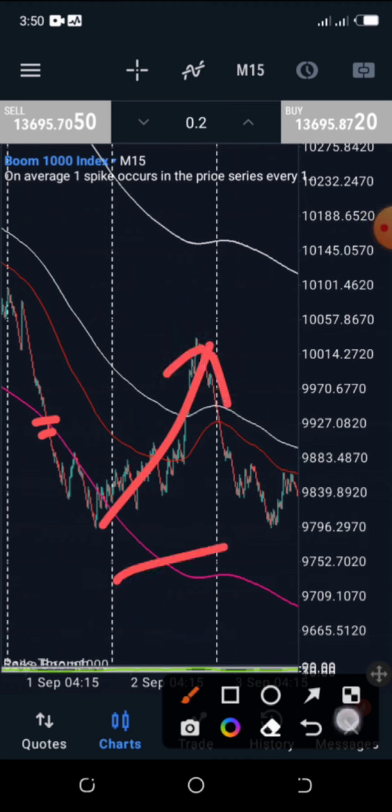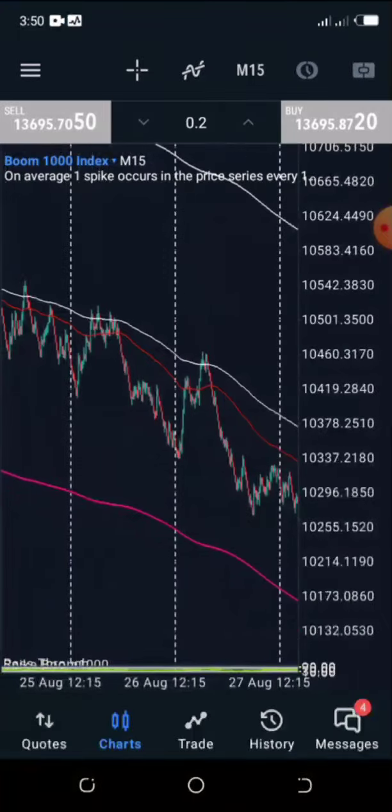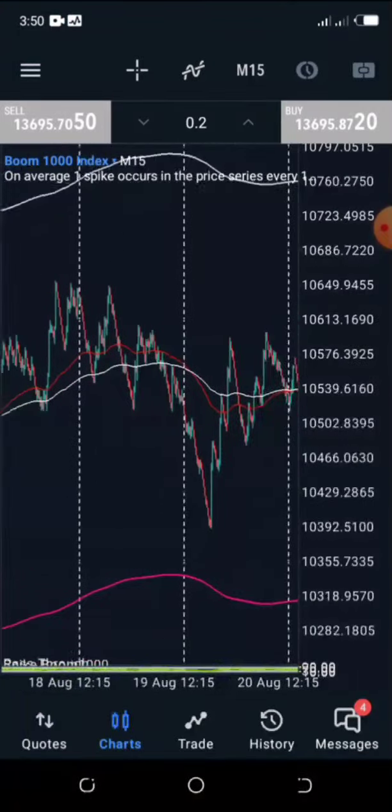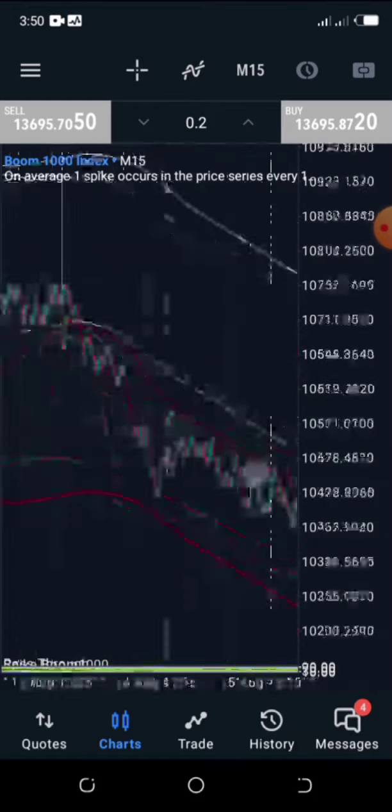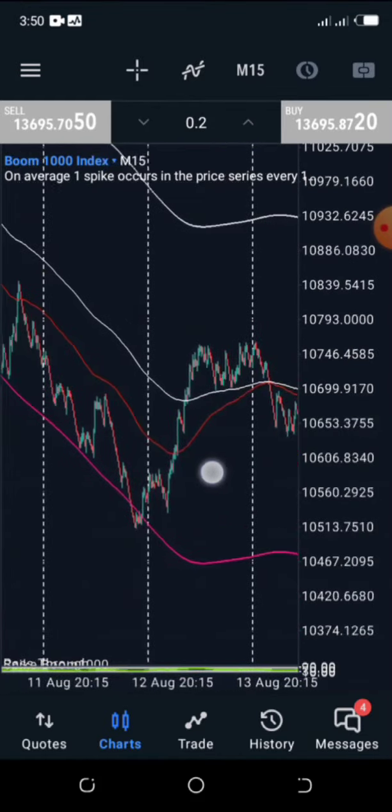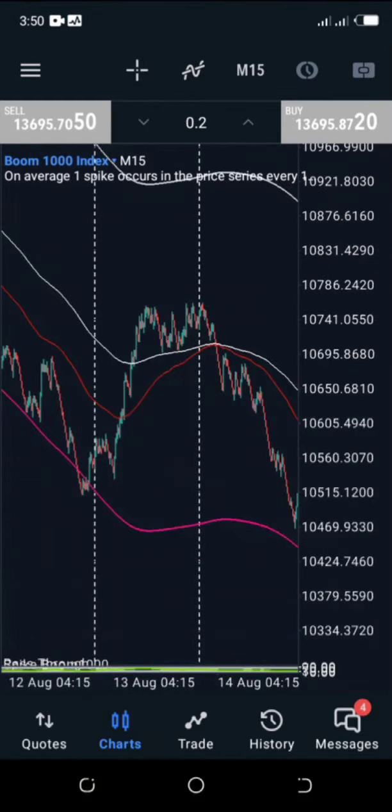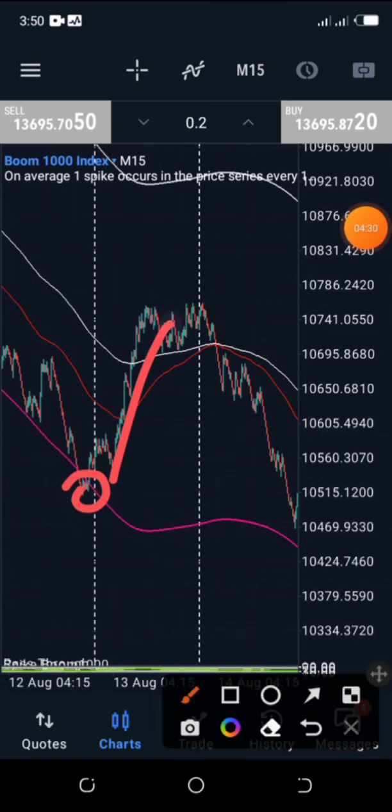So very simple, and you must use it on 15 minutes. If you want to scalp on Boom 1000, you must use it on 15 minutes. And because you will not be getting trade all the time, can you see this now? Can you see this? It touches and then pushes to the upside.